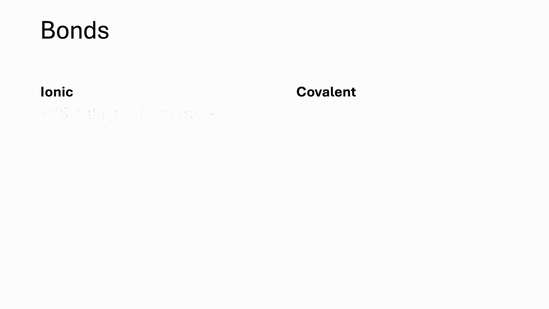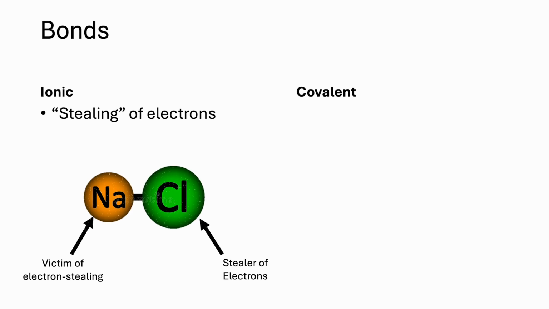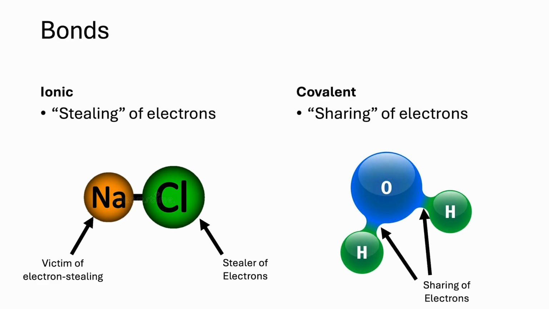Ionic bonds are characterized by one atom stealing the electrons from another atom. I like to imagine the loser atom as sad and clingy, and still ends up hanging onto the atom that stole its electrons, hoping to get them back. Covalent bonds are by far the most important bond in organic chemistry. They're characterized by two atoms sharing electrons. They both get a share of electrons to fill up their outer shell.